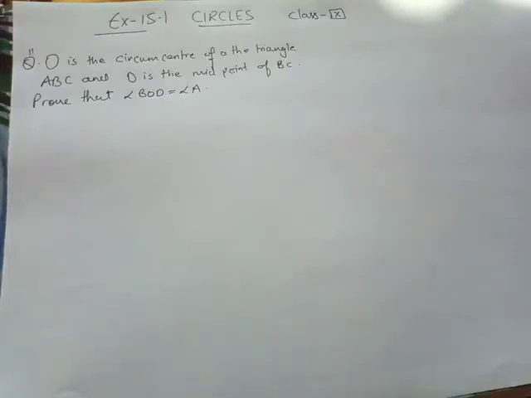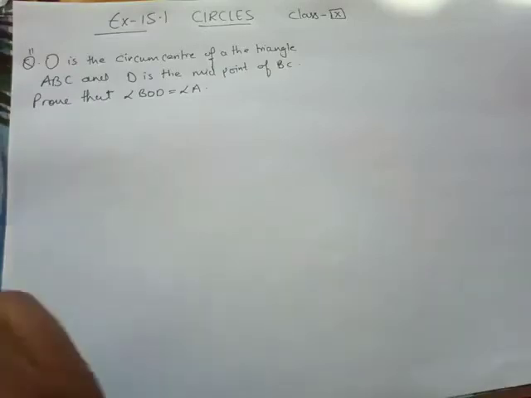There's a big difference between understanding and completing your work. We'll start from question number 11 onwards. Question number 11 says: O is the circumcenter of a triangle ABC and D is the midpoint of BC. Prove that angle BOD equals angle A. This is what I have to prove. I don't have a figure in this question, so the very first thing I'm going to do is draw a figure.